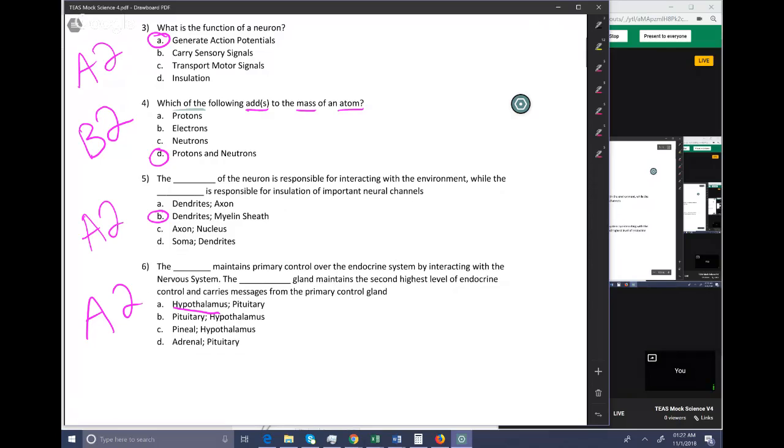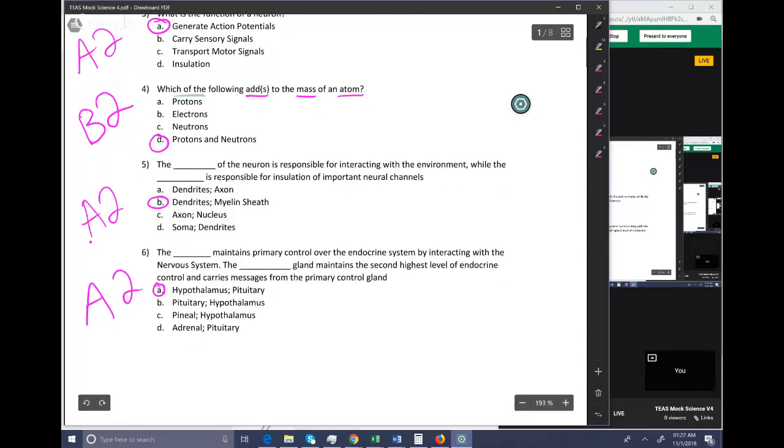So now instead of having to really focus on this question, I just need to go to the second blank and see if I plug pituitary in there, is that going to work? Because if so, then we know that it's A. The pituitary gland maintains the second highest level of endocrine control and carries messages from that primary control gland. Again, both of those are totally true. The pituitary is the second in command, and it takes messages from the hypothalamus. So that is A. And again, it was very easy for me to answer just because one of the two blanks was easy for me to answer.